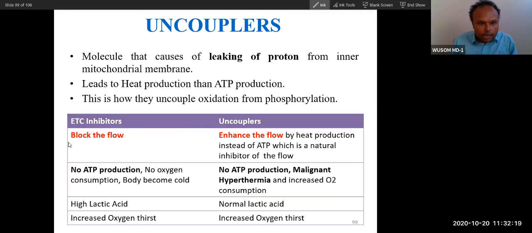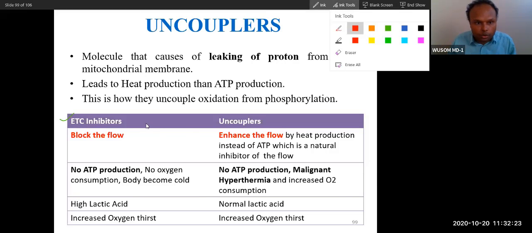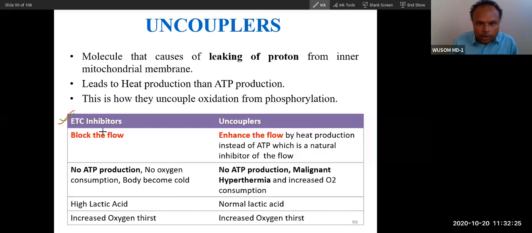So you can see the difference between electron transport chain inhibitors and uncoupler. This is very important for NBME also. You can see, the electron transport chain inhibitor is blocking the flow, and that is blocking the whole pathway. Everything is stagnant here. But here nothing is stagnant. Everything is in flow. Only here there is no ATP production. Here in place of ATP production, heat is produced.